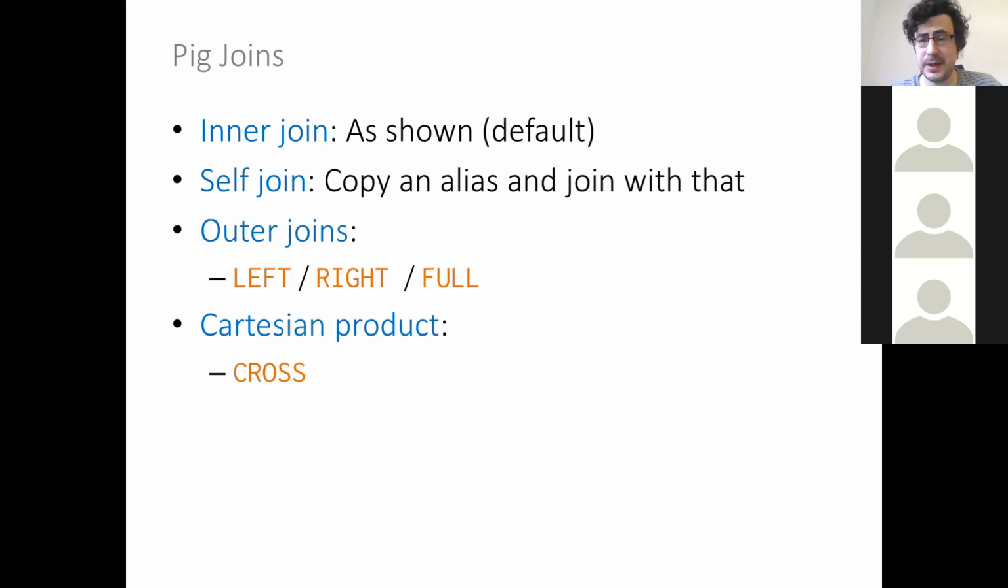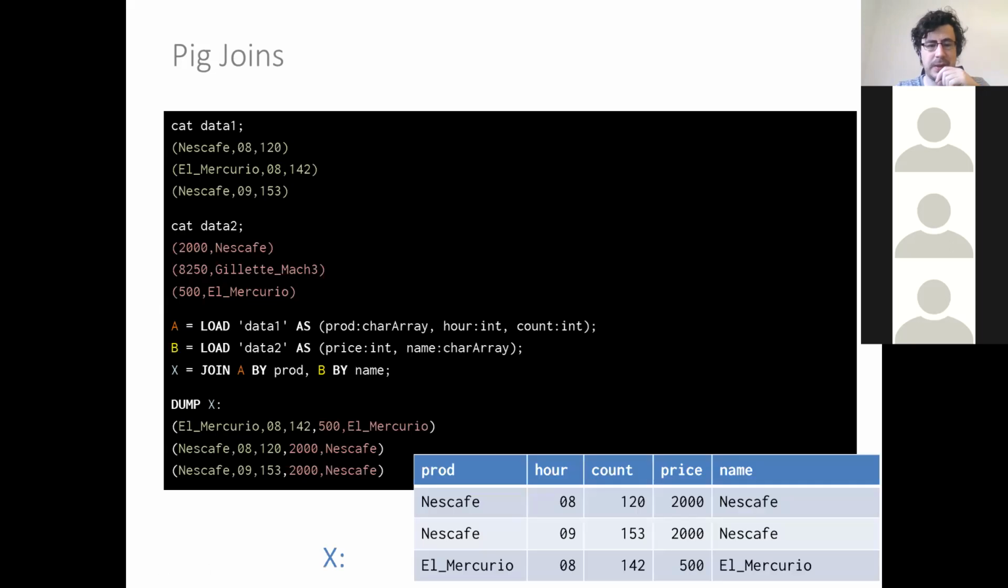So to do that in Pig, we need to make a copy of the relation, and then we need to join with the copy. We can't directly join one relation with itself. We can't say A join A, for example. So we can't have join A by product, A by product. We can't do that here.